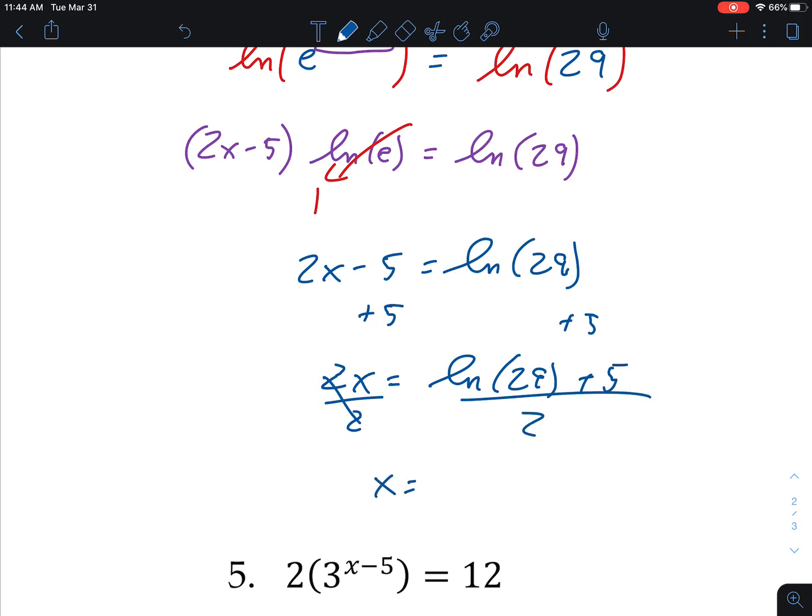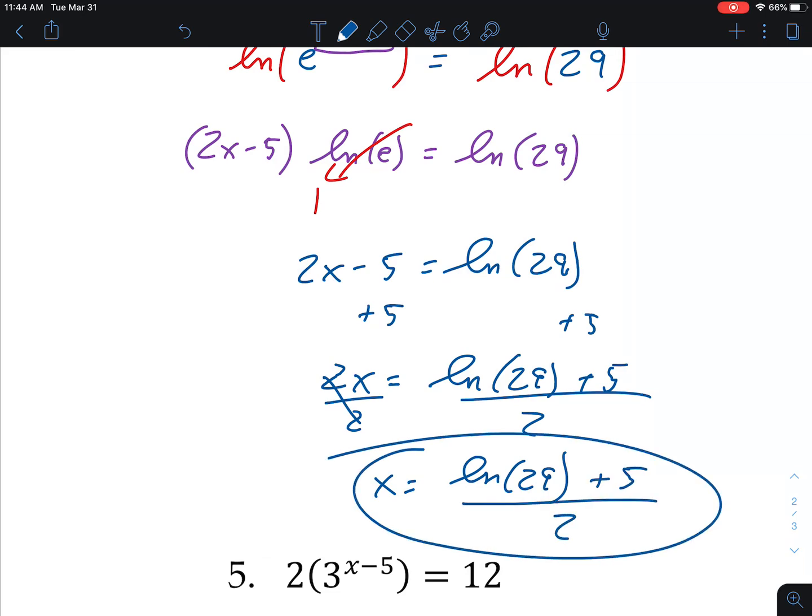Divide both sides by 2, and x is equal to the natural log of 29, that answer plus 5, and then the whole thing divided by 2. Just like with radicals where you can't add within a radical, same thing, you cannot add within the natural log.